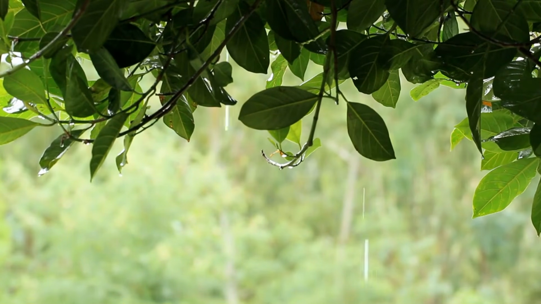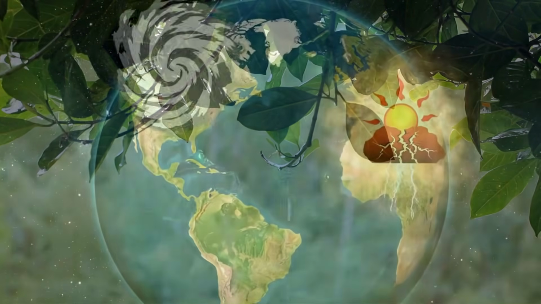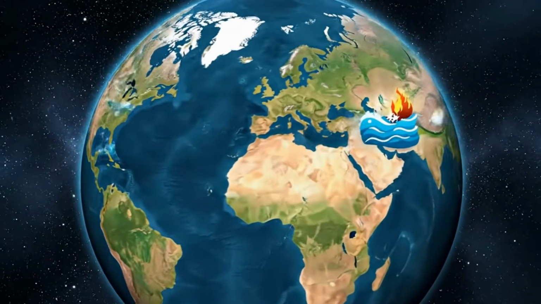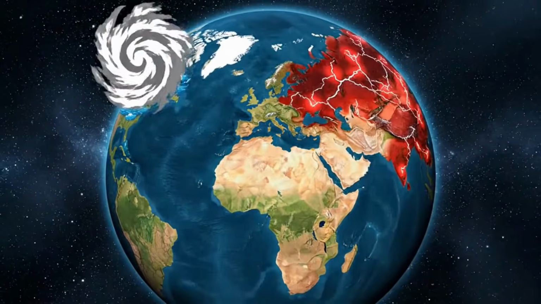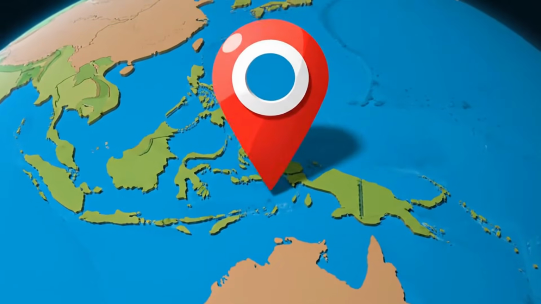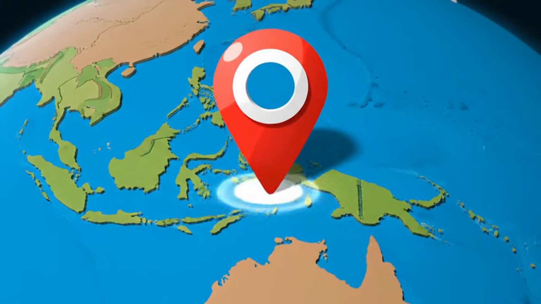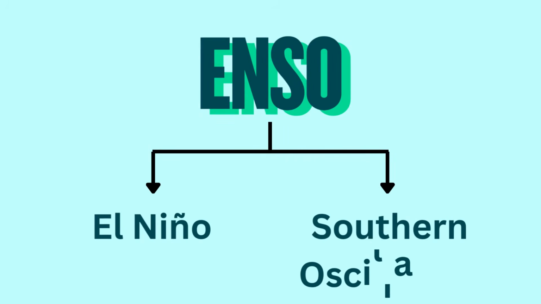Today, we're diving into one of the most fascinating climate stories on Earth. Let's get started. From destructive floods to prolonged droughts, the Earth's climate is constantly shifting. But what if I told you that much of this chaos is driven by a single, powerful climate phenomenon that spans the Pacific Ocean? It's called ENSO, the El Niño-Southern Oscillation.